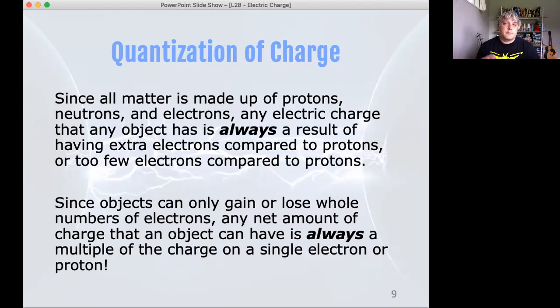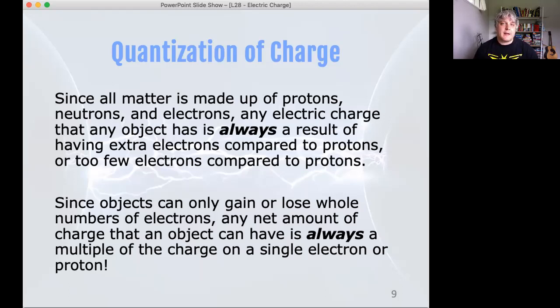So the total amount of positive charge is going to be equal to the total number of protons in whatever object you're looking at. The total amount of negative charge is going to be equal to the total number of electrons in whatever object you have. And if you add them together, that difference is the net charge on an object. So that means that the net amount of charge that an object can have is always a multiple of the charge on a single electron or proton. It always is, because that object will either have exactly the same number of protons and electrons and have a total net charge of 0, or it will have more protons or more electrons, right?